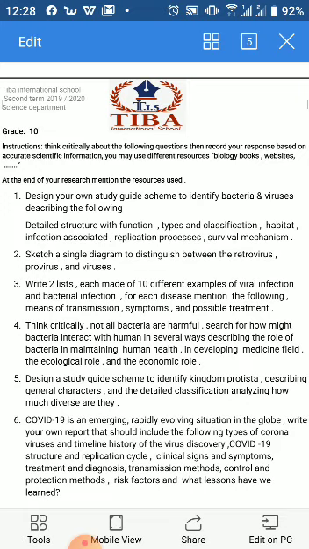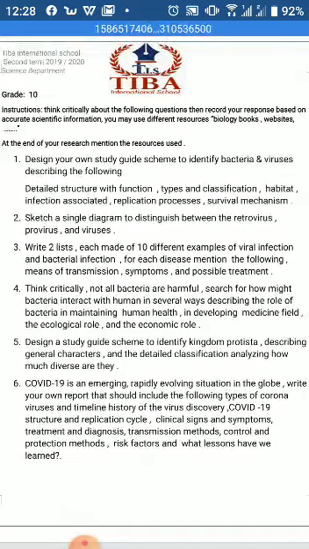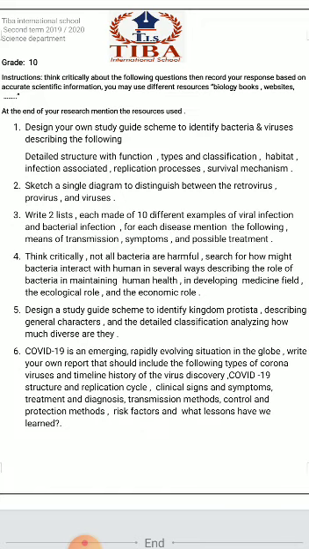Question 3. Write 2 lists, each made up of 10 different examples of viral infection and bacterial infection. For each disease, mention the following: means of transmission, symptoms, and possible treatment. You could do this in the form of a table. You're going to write 10 examples for each, for bacterial infection and for viral infection: the name of the disease, the name of the organism causing that disease, how it could be transmitted from one organism to another, the symptoms, and how it could be treated.